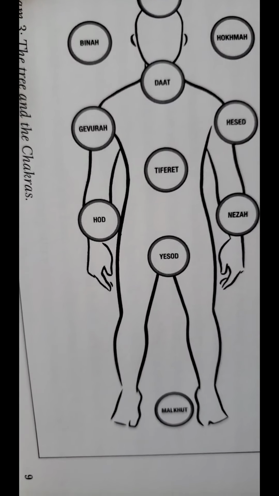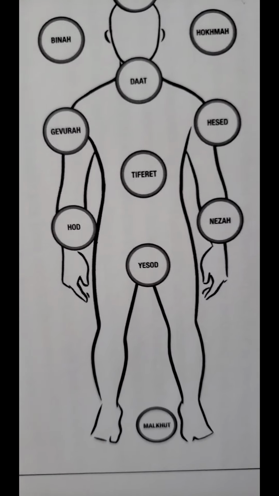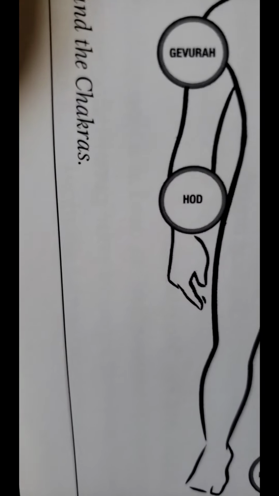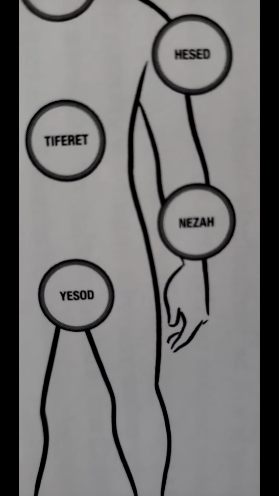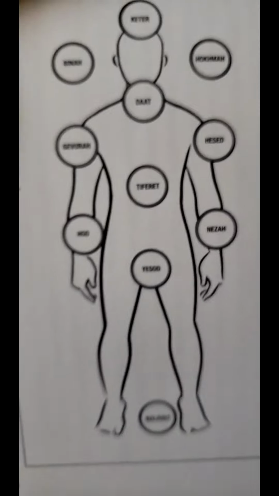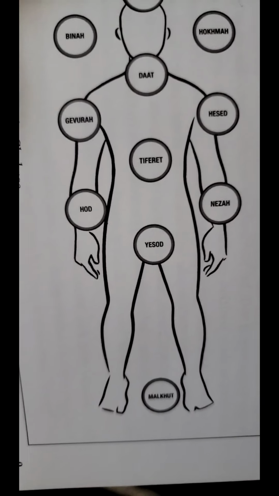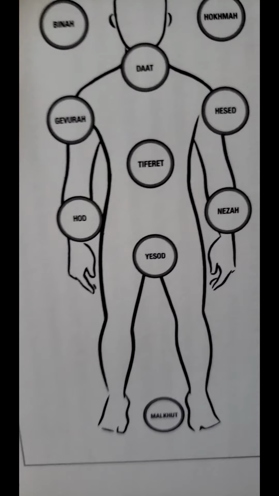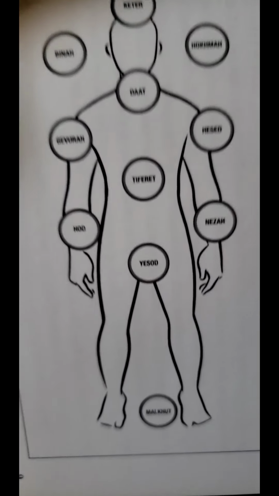So again, this is basically dealing with balance. The right hand is the masculine energy, or symbolizes the masculine principle. The left hand symbolizes the feminine principle, the divine feminine. They both work together to create balance. The tree of life is all about balance of the divine masculine and feminine energies.